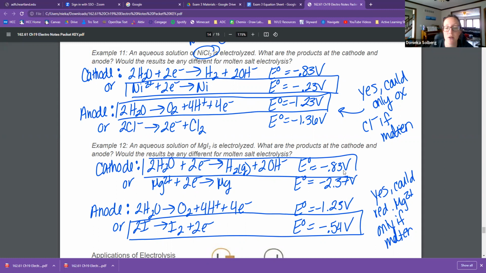So if I look at my numbers, well, this one is higher for the cathode and this one is higher for the anode. So I could do the iodine part, but not the magnesium part. So the answer is, what are the products? Well, I would make hydrogen gas and 2 hydroxides. I would also make iodine solid. Okay? So the answer to the second part is yes, we could only reduce magnesium if it was in the molten state.